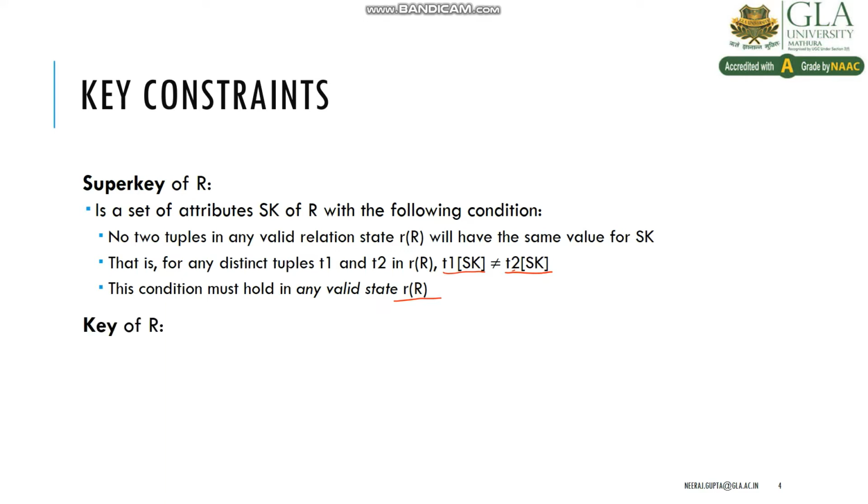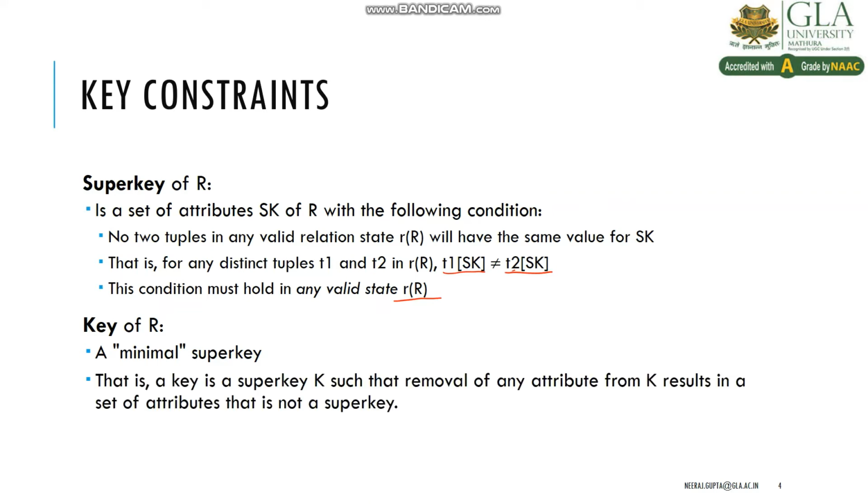And what is the key of R? Key is basically the minimal super key. In a super key there is the maximal number of attributes, but in case of a key we can remove the extraneous attributes from the super key. So a key is a super key K such that removal of any attribute from K results in a set of attributes that is not a super key.